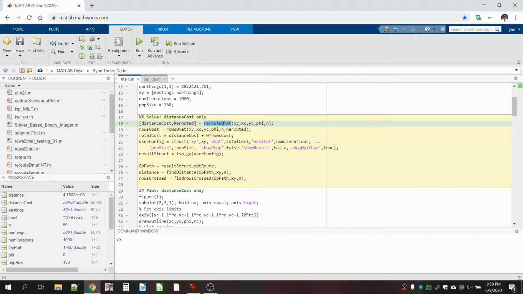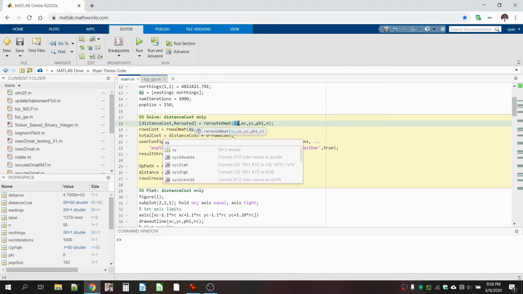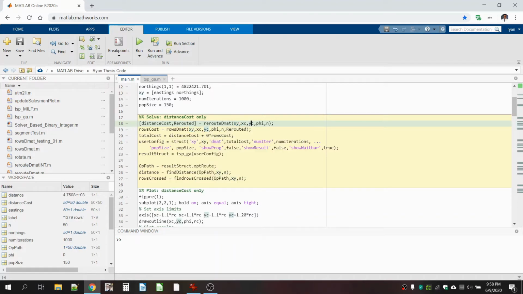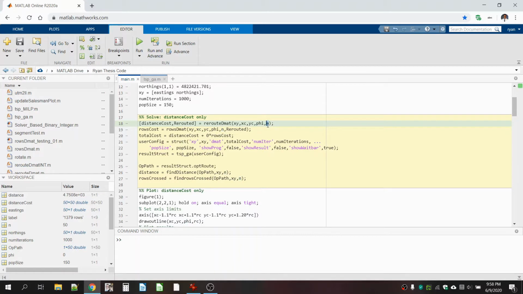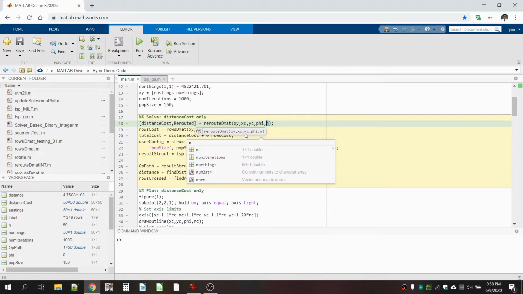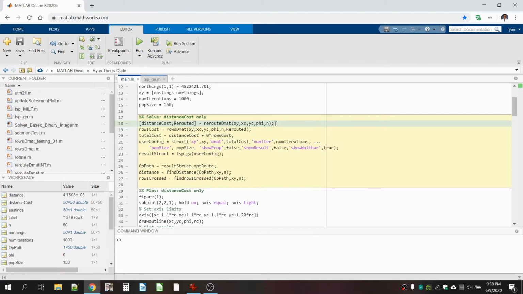It's called reroute DMAT, and all you have to do is pass it your x, y, which is your eastings and northings for all of your potato plants. You need to pass it the center coordinates of your field, the angle at which the irrigation line is at, and the number of points in XY. You're probably going to notice I'm not a computer programmer, so there are probably some things I do here that don't make 100% sense, that could have been done more efficiently or effectively, but it works.